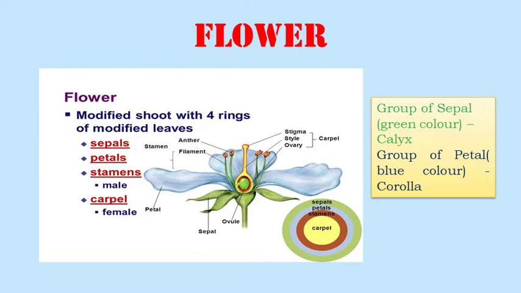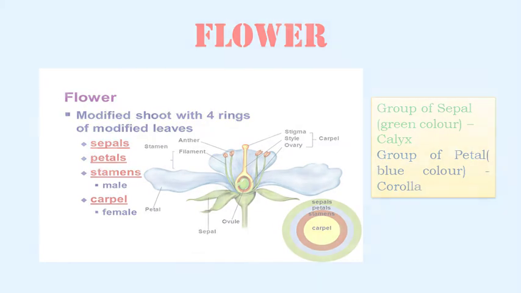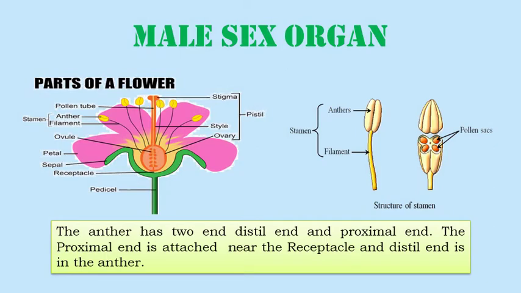If it's not clear, you just open your book, study once, and then it will be much clearer. Now, the male sex organ in flowering plants. See the diagram of the parts of a flower. Let's start from the pedicel, which you can find in the lower part. Pedicel is the structure connecting a single flower to its inflorescence.